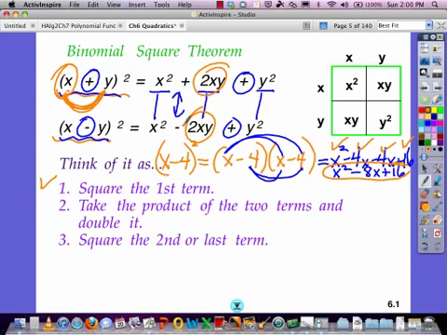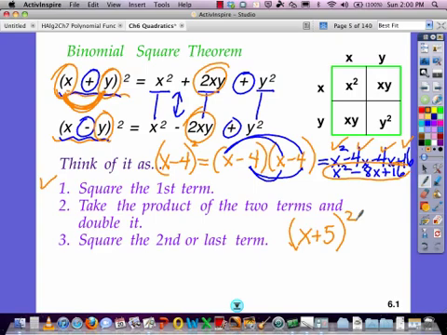And then last but not least, it says square the second or the last term. So our last term in both cases is a y. Square that, y times y, y squared, and you should be done. So we'll put a new one up here. We'll put a couple. But let's start with, let's just do the quantity of x plus 5, that quantity squared. Now we're not going to FOIL it. We're not going to rewrite it. We are just going to use our shortcut math.